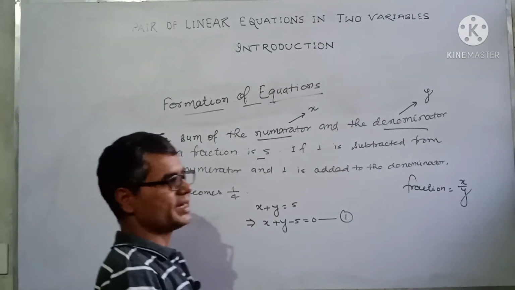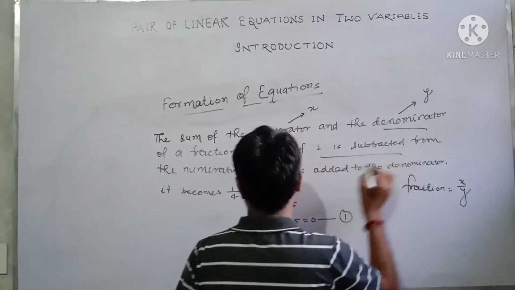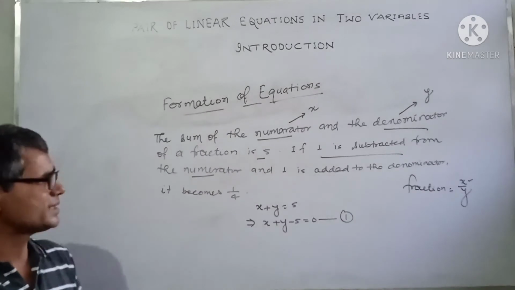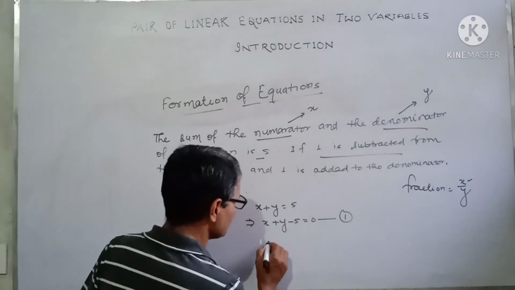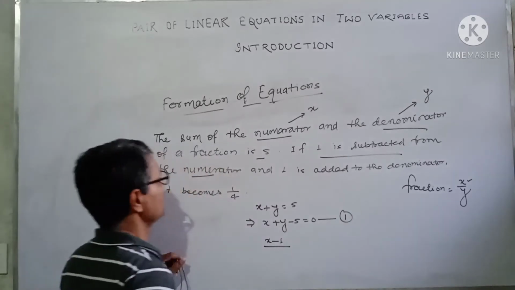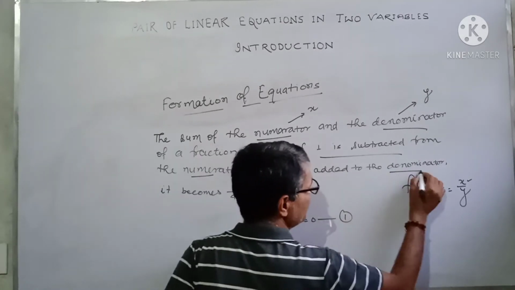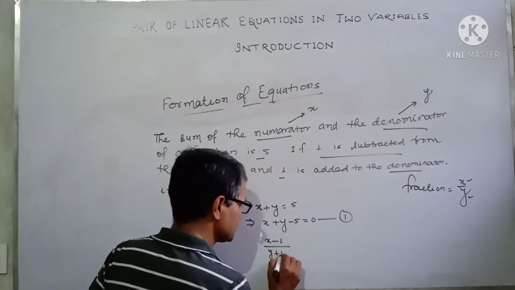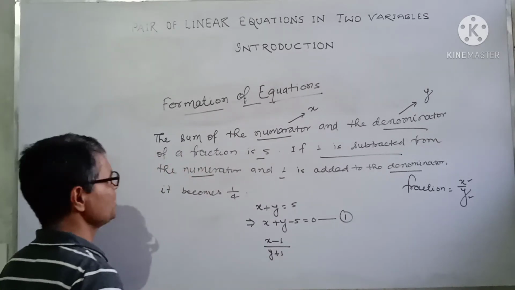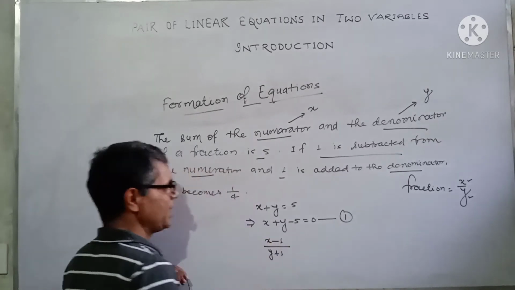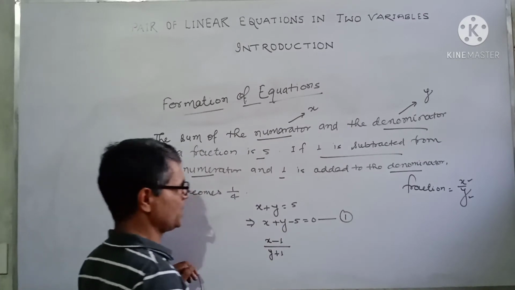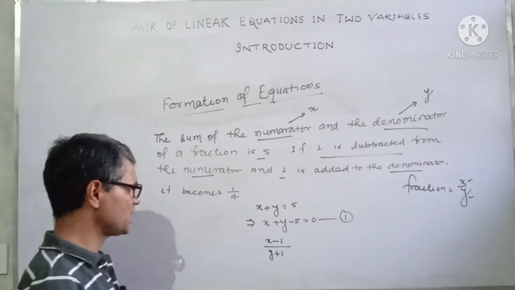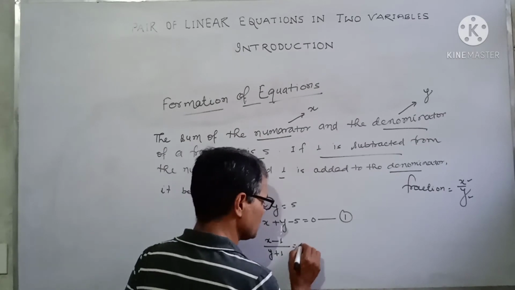In the next condition, it is given that 1 is subtracted from the numerator. Your numerator is x, so 1 will be subtracted from x, and 1 is added to the denominator. Your denominator is y, so 1 is added to y. The fraction becomes 1 by 4. This means the new fraction is x minus 1 upon y plus 1, which is equal to 1 by 4.